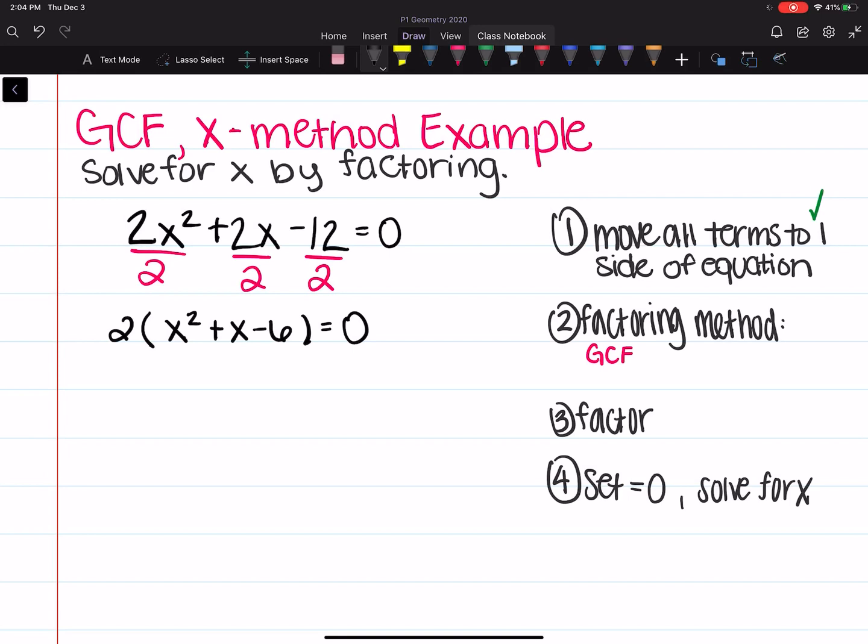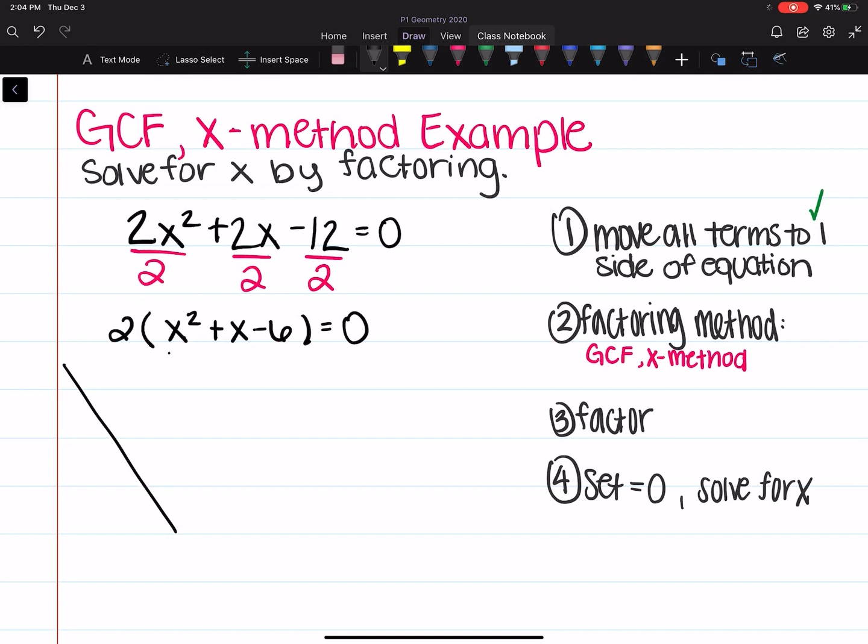I also want to make sure that my trinomial that's on the inside of my parentheses now is factored completely. All right, so I can use my X method on this expression on the inside because I know that it's a trinomial and my leading coefficient is 1. In other words, I have an x squared with that imaginary 1 in front. All right, so I can also factor this even more by using my X method.